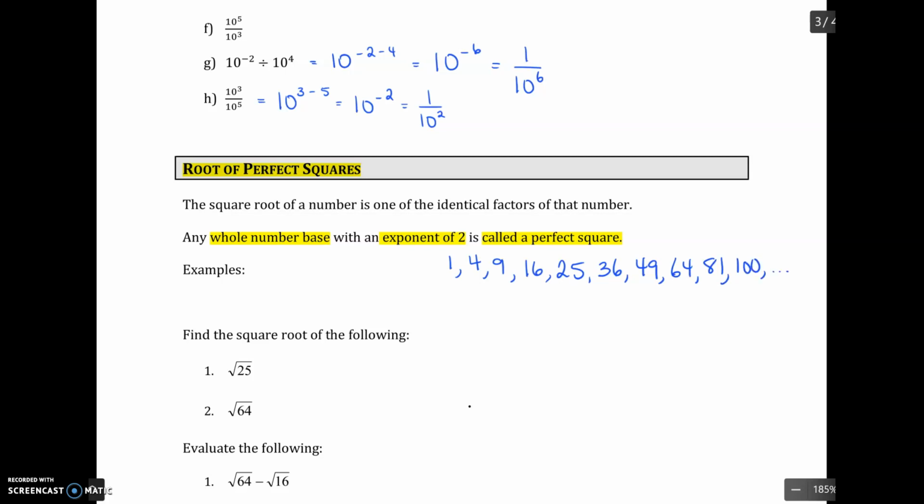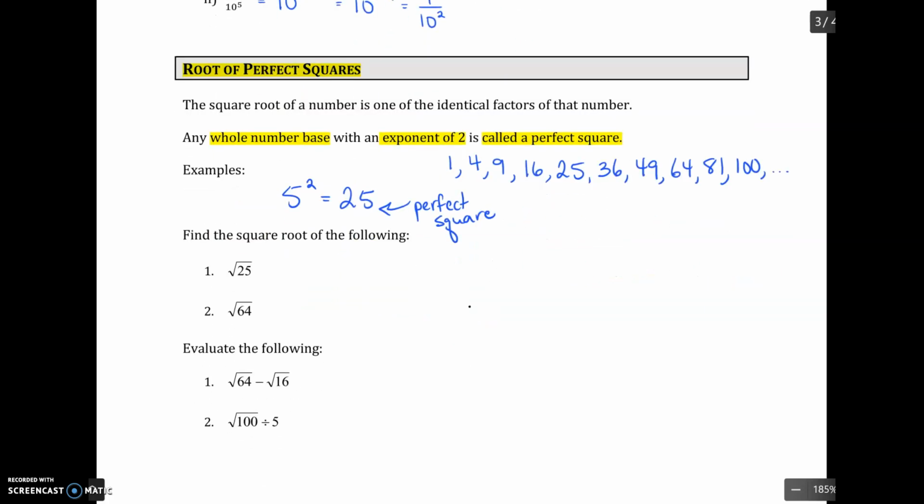Don't stress if you don't have this down pat. Not a big deal. You've got your calculator to always double check those things. So our example then, I'll put one down. 5 squared is 25. In other words, 25 is a perfect square. Okay, so the roots of perfect squares are going to give you back whole numbers. So the square root of 25 is 5. The square root of 64 is 8.